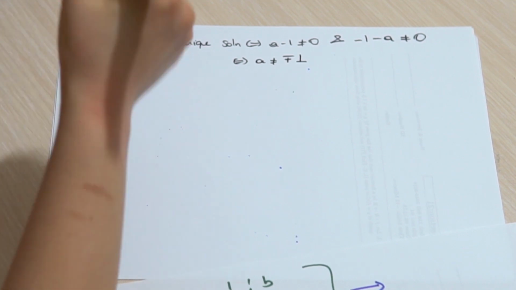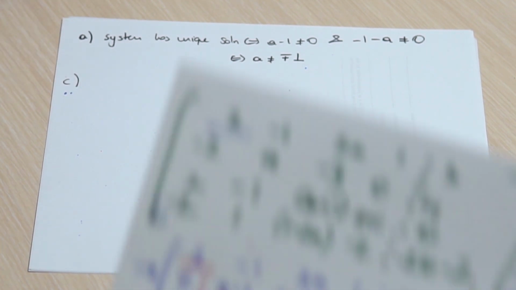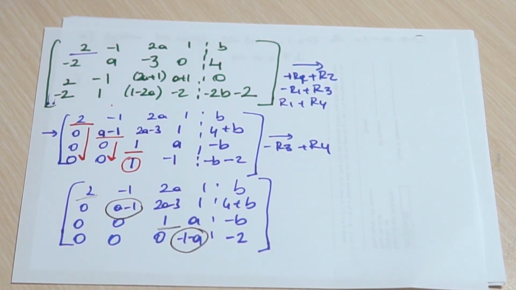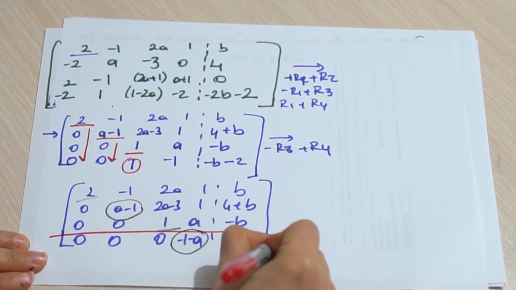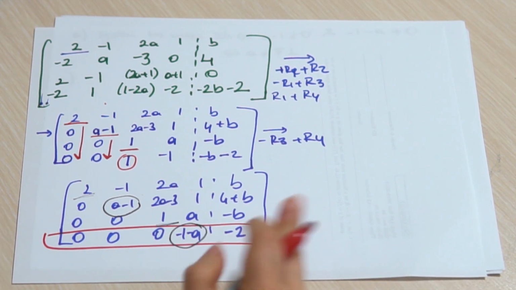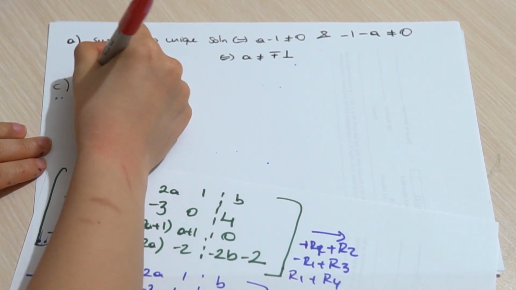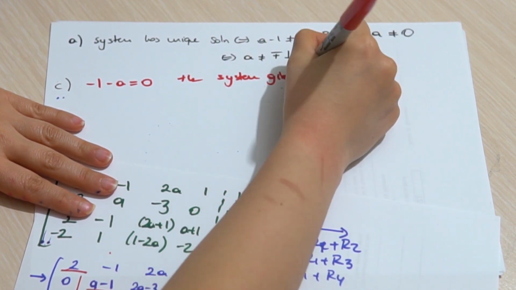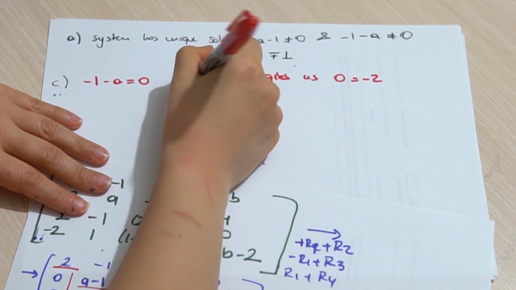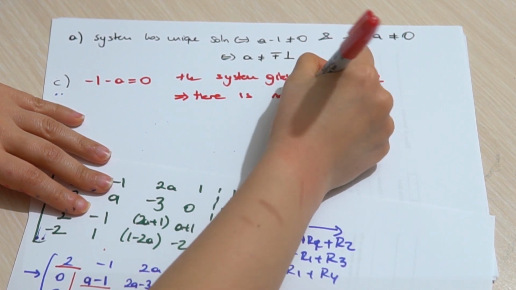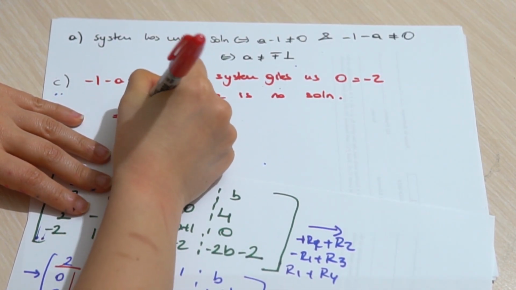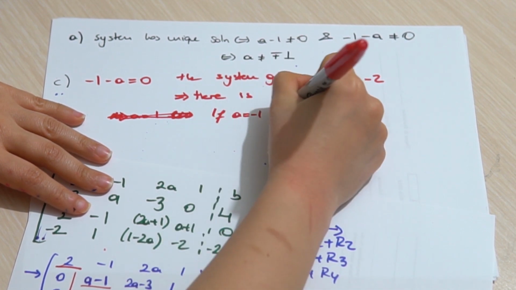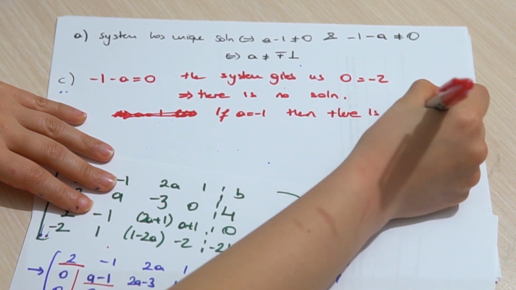Before part B, let's look at part C, where the system has no solutions. So we should have bad rows, right? We should have inconsistency between rows. This is obvious, right? If this row gives us 0 is equal to minus 2, then there will be no solution. So if 1 minus a is equal to 0, then the system gives us 0 is equal to minus 2, right? So there is no solution. So if a is equal to 1, or if a is equal to minus 1, then there is no solution.